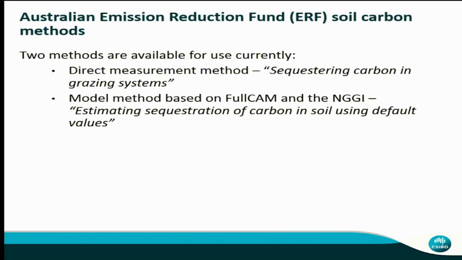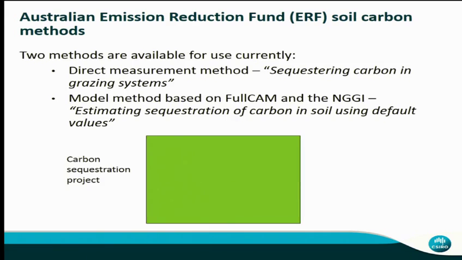So in Australia now, there's actually 2 methods. There's a direct measurement method called sequestering carbon and grazing systems. It's operating, been there for about a year. Carbon was traded in the last auction against that method. In July this year, a modeling method came online. So both of these are out there and people are starting to use them. So carbon trading in soils is happening.